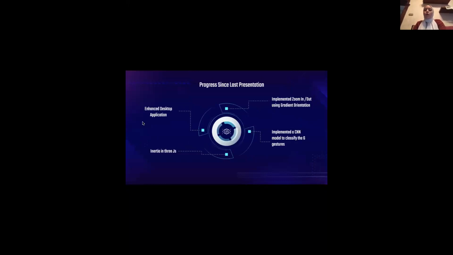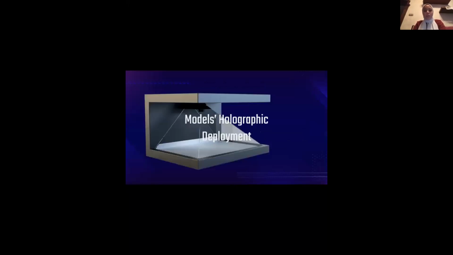Okay, so we enhanced our desktop application. We added inertia in 3GS. We also implemented zoom in and out using gradient orientation. And finally, we implemented a CNN model to classify the 6 gestures. And Michael will talk more about 3GS.